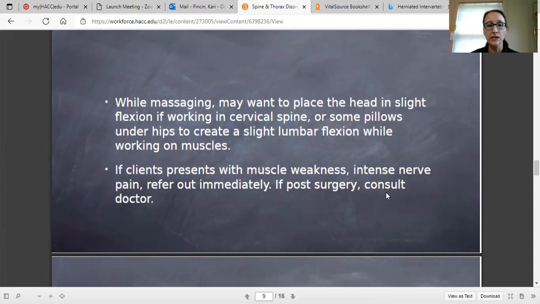It says consult a doctor. We can't do that anymore because of HIPAA. You just have to ask your client what kind of surgery they had, how long ago it was, and that kind of thing.